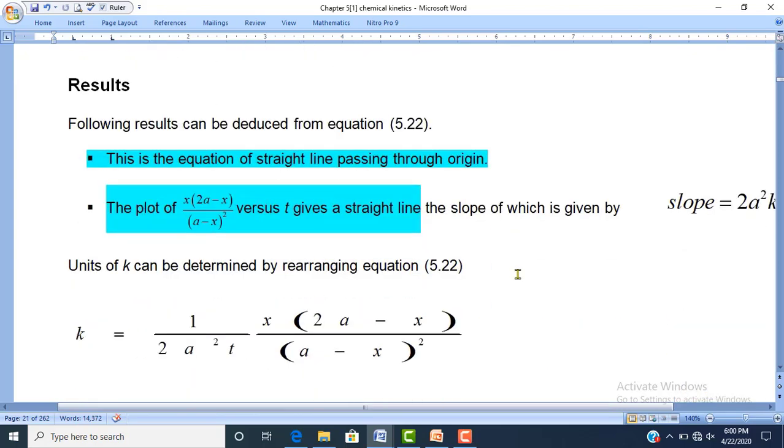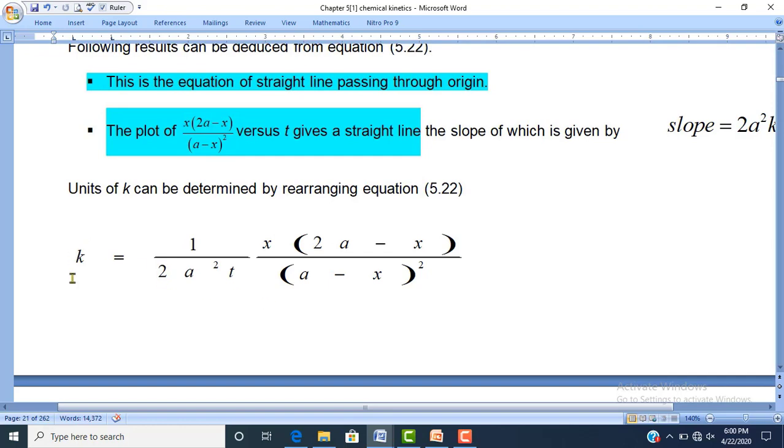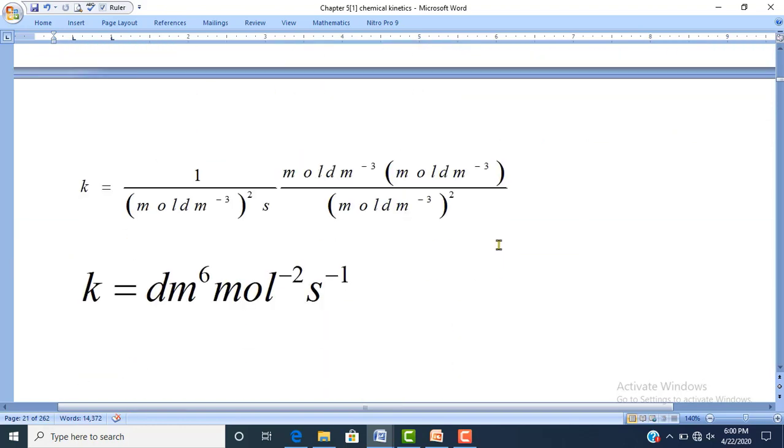From this equation, we will be able to find the unit of rate constant k. According to this, the units of the rate constant k for a third order reaction, when the initial concentration of all reactants are the same, are decimeter cube raised to power 6 per mole square per second. So the units are dm raised to power 6 per mole square per second.